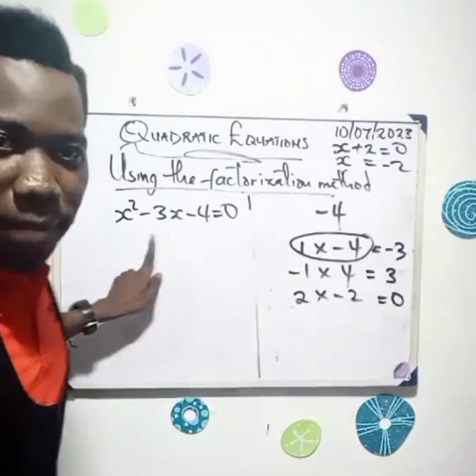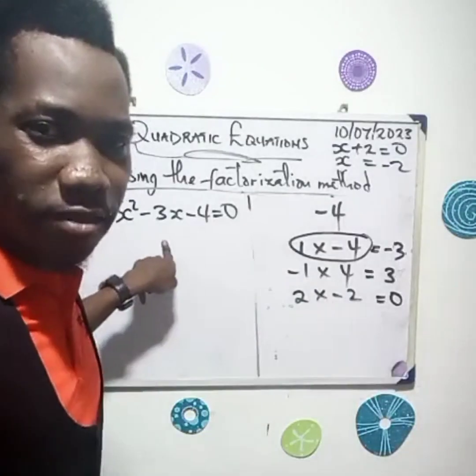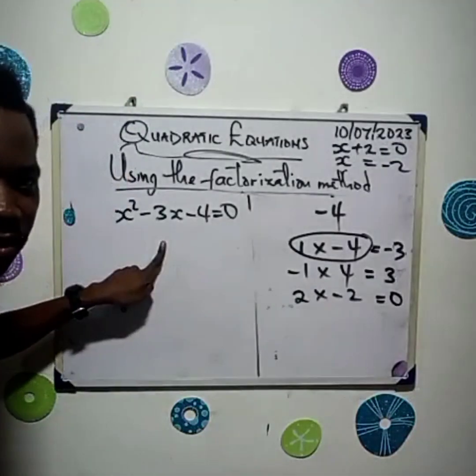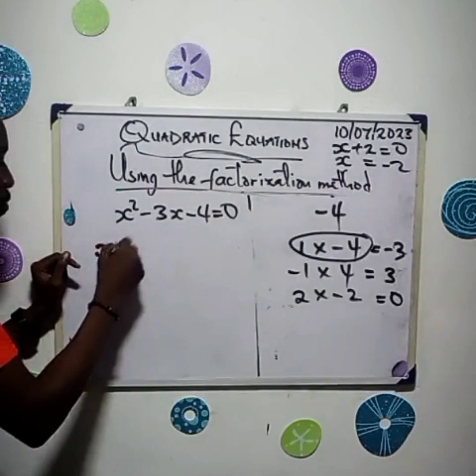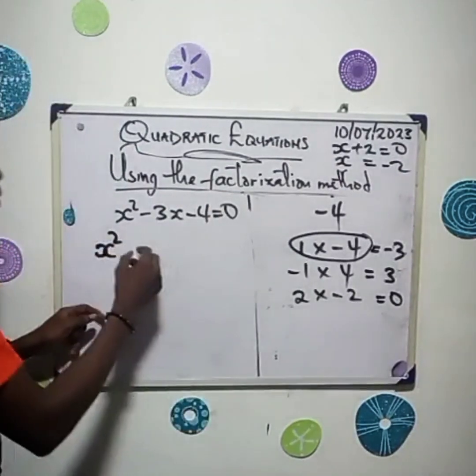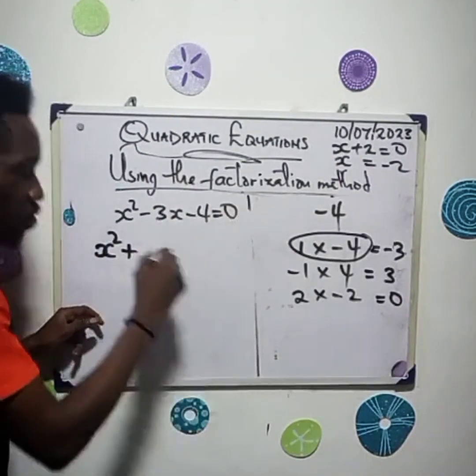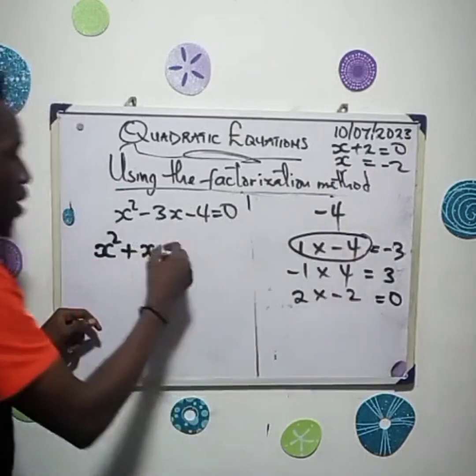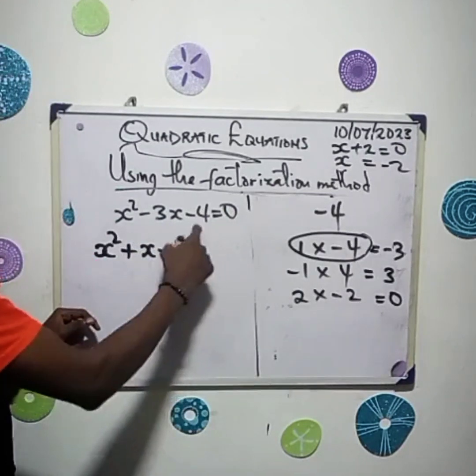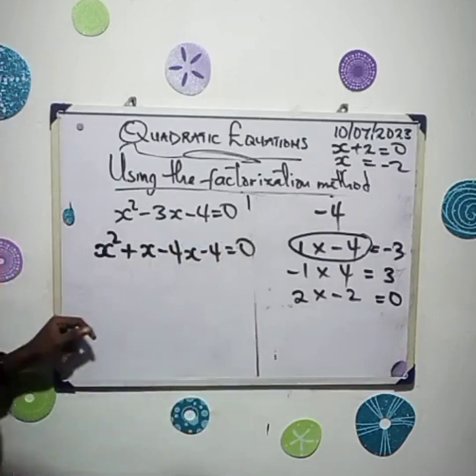So minus 3x will become plus 1x minus 4x. Alright, so we're going to have x squared, then minus 3x becomes plus 1x, which is plus x, minus 4x, then minus 4 equals 0.